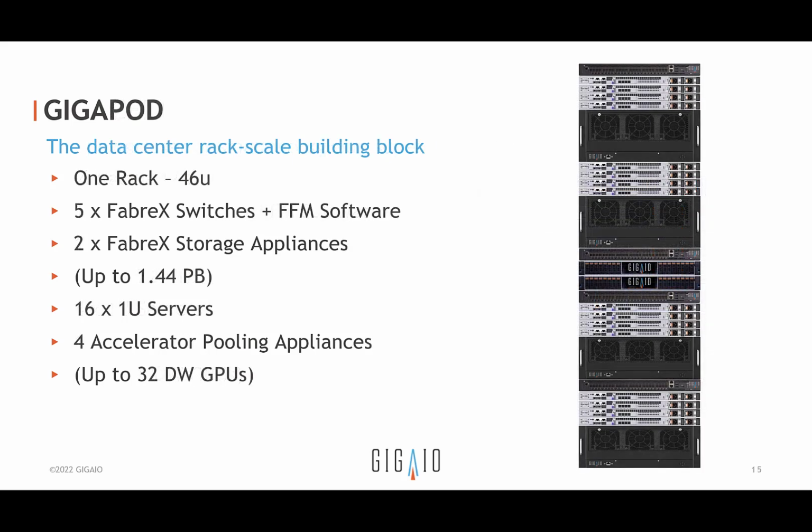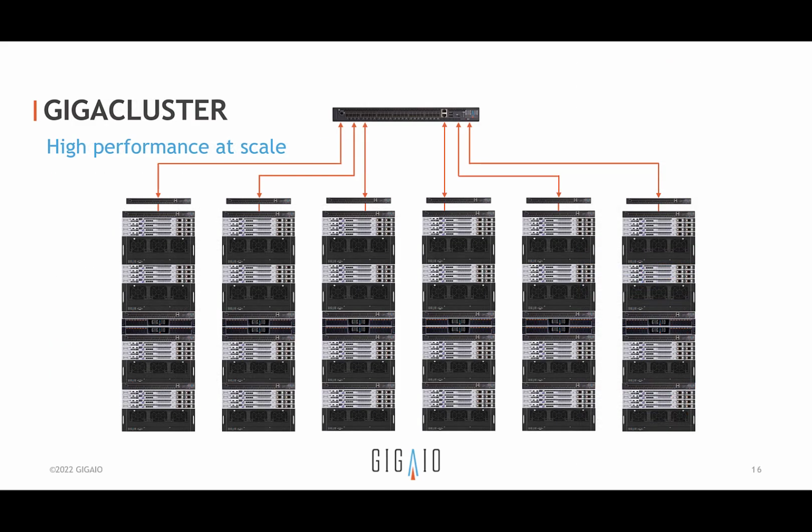That drives me into my GigaPod. This is your single rack. Everything within here is composable, can compose together, and also has memory access, but it goes to the true rack scale level. And that drives into the GigaCluster, which is many of these pods. So here, each rack is still composable.